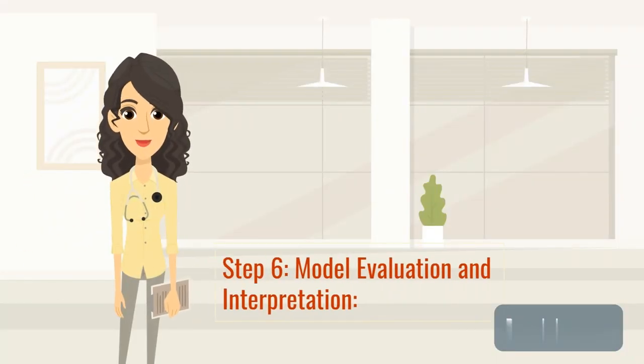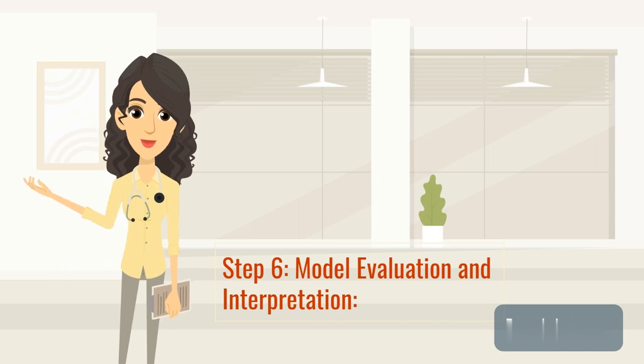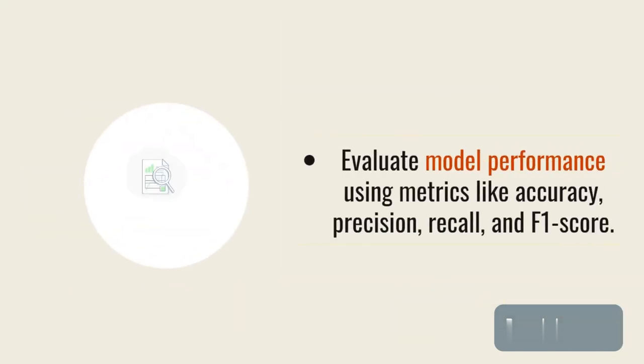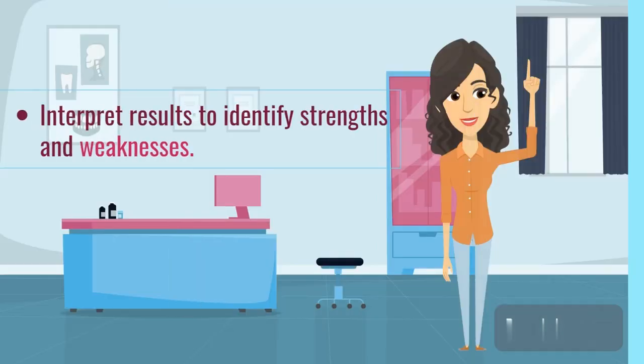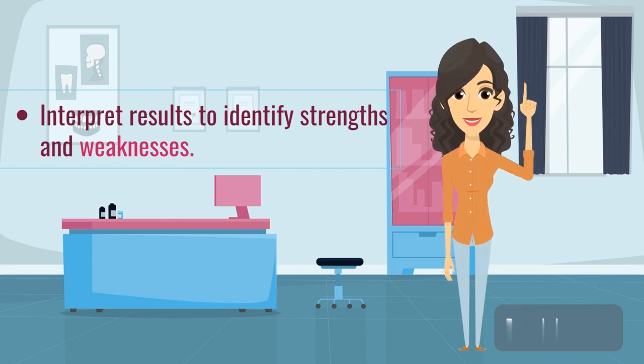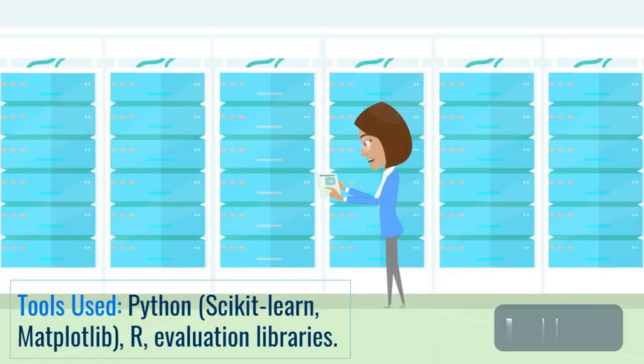Step 6. Model evaluation and interpretation. Evaluate model performance using metrics like accuracy, precision, recall, and F1 score. Analyze confusion matrices and ROC curves to understand model behavior. Interpret results to identify strengths and weaknesses. Tools used: Python, scikit-learn, Matplotlib, R, evaluation libraries.